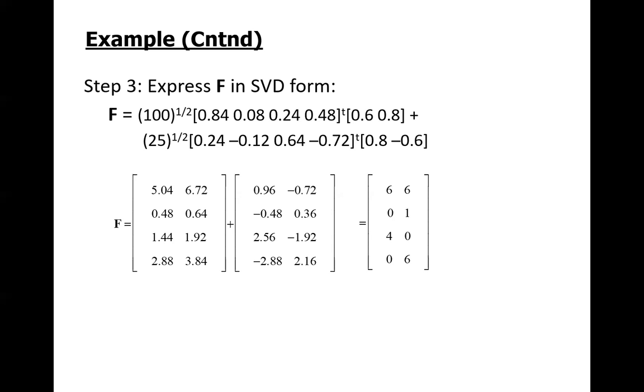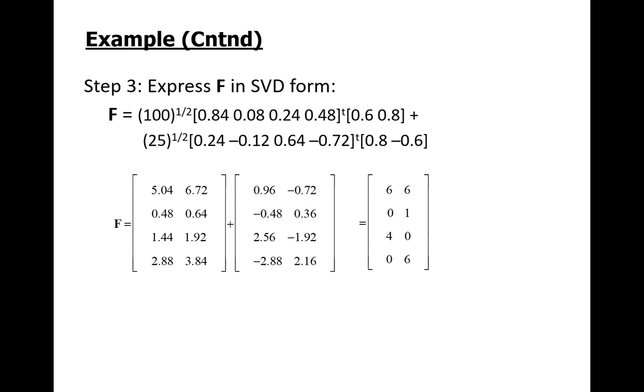Now in this case, we had 2 non-zero eigenvalues, and we used both of them to reconstruct our matrix F. And since we did not throw away any eigenvalues or eigenvectors, our reconstructed matrix F looks exactly the same as the original matrix F.